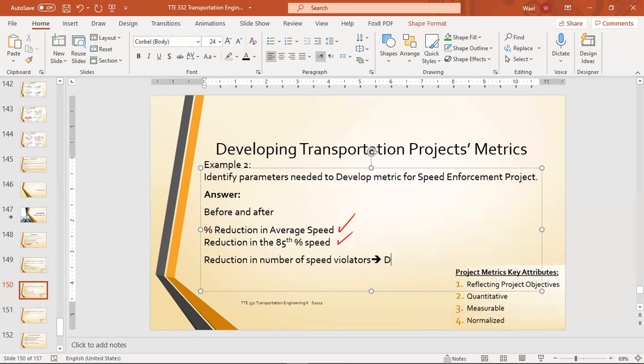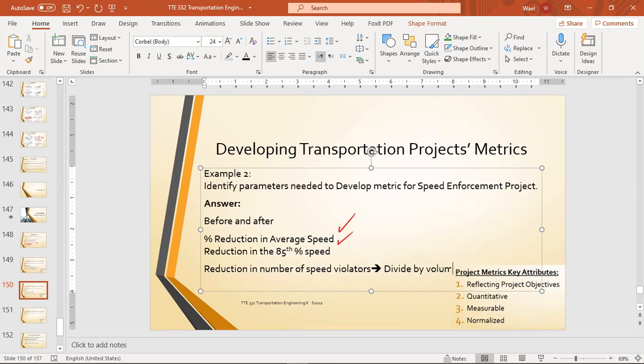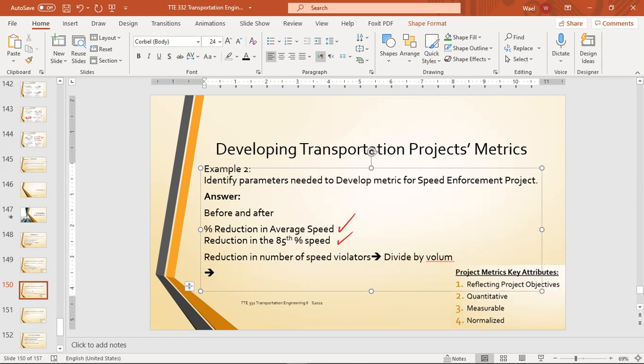So here we divide by number of volume. Okay, so here we can say percentage. Now this one becomes percentage of violators. So that's another example.